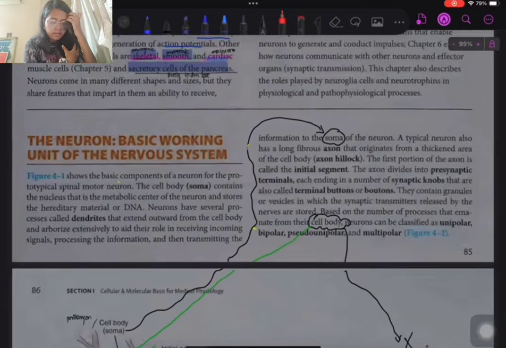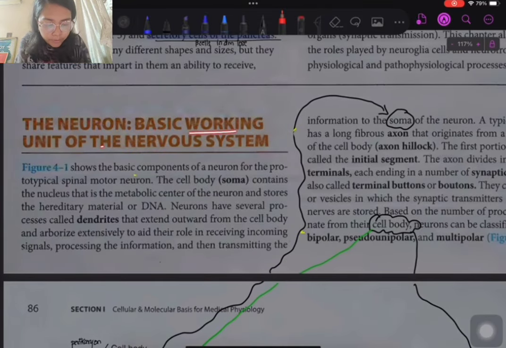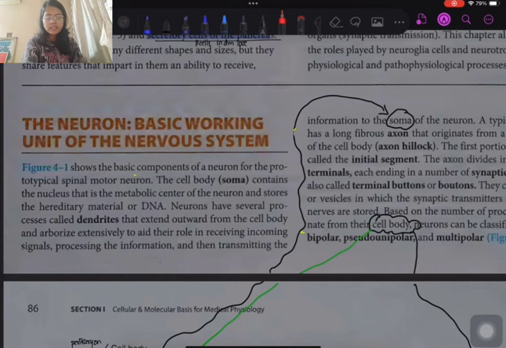So yeah, we'll read. So neuron, basic working unit of the nervous system, shows the basic components of a neuron for the prototypical spinal motor neuron. Cell body soma contains the nucleus. Okay. The cell body will contain the nucleus. There is a metabolic center of the neuron and stores the hereditary material DNA.